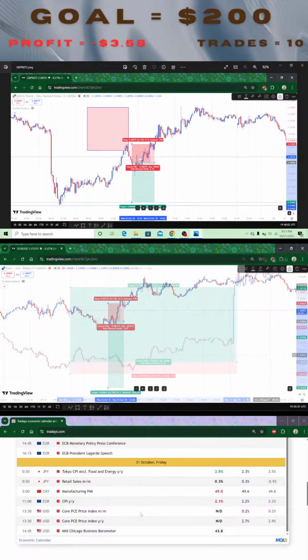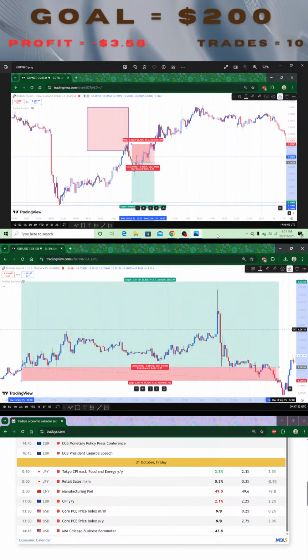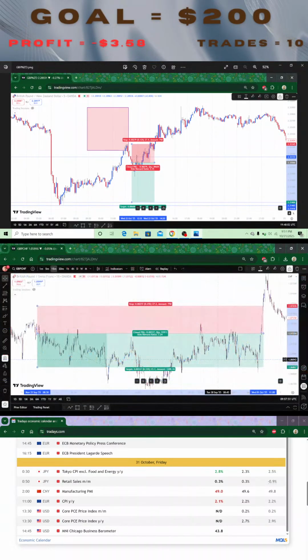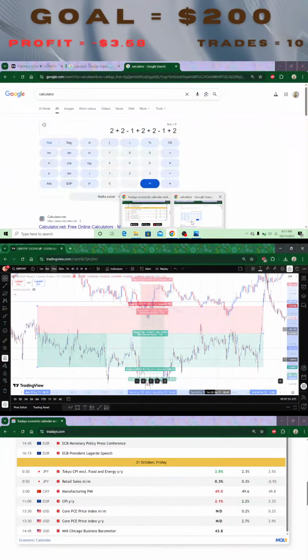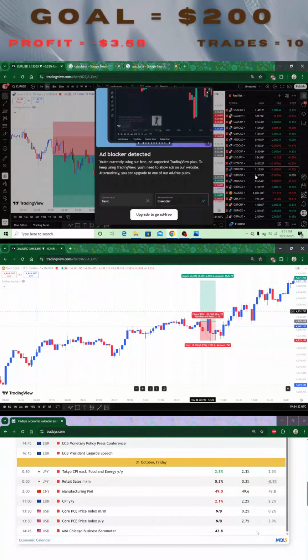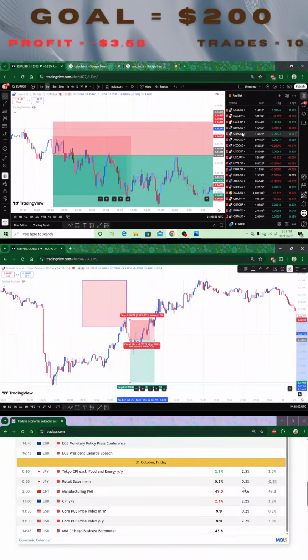Wait, let's check it. No, I'm not sure. Well, let's just see. Wait, we might though. Wait, what am I even doing? GBP NZD, let's just open it. Oh goodness. GBP NZD.